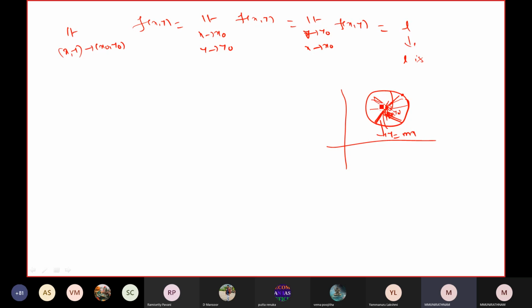Approaching by another method, that means in a curve way, is taken as y equal to mx square or x equal to my square. In the parabolic method, we approach like this.